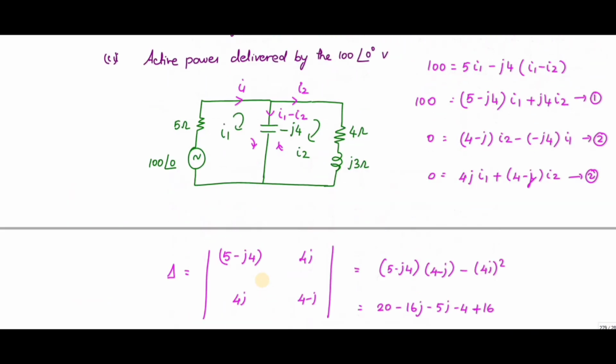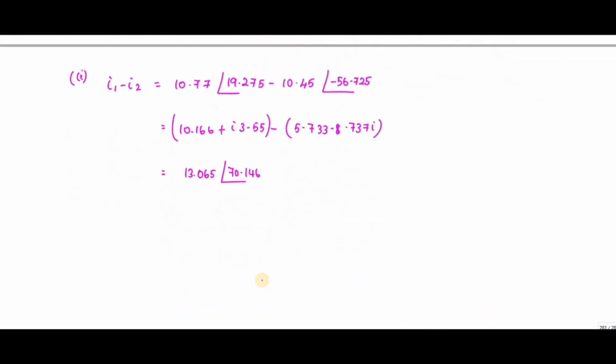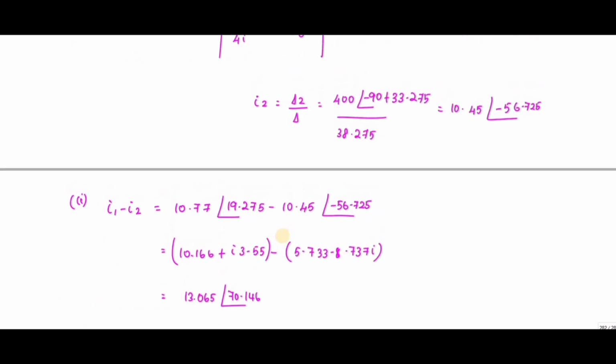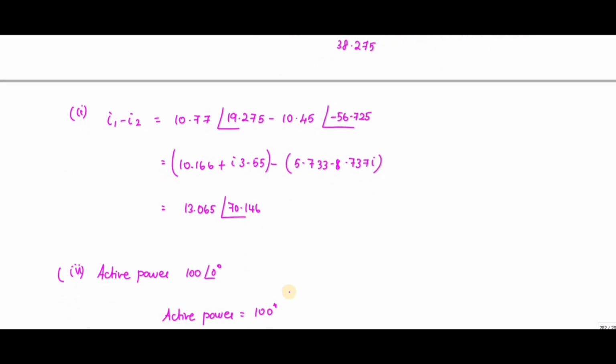So next, what they're asking about is the active power delivered by the source. The source you have is 100 volt, right? So the active power delivered by the 100 volt source, the formula is 100 into I1. What is I1? This is your I1, right? 10.77.